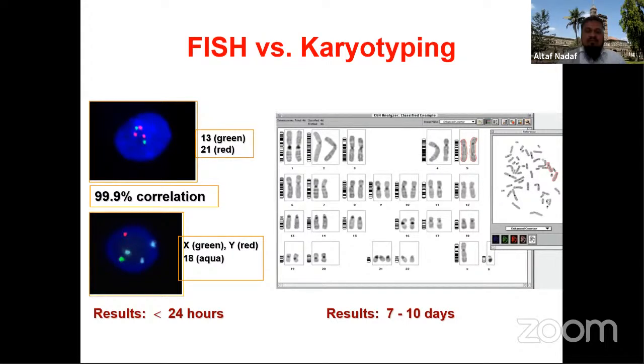But the beauty of this FISH technique is that you can do a similar exercise within 24 hours. So you have the cell, and then you use the specific probe that goes and binds, and you can detect that directly under the microscope. For example, here you are seeing the X chromosome by green fluorescence, the Y chromosome by red fluorescence, and chromosome 18 by aqua color.